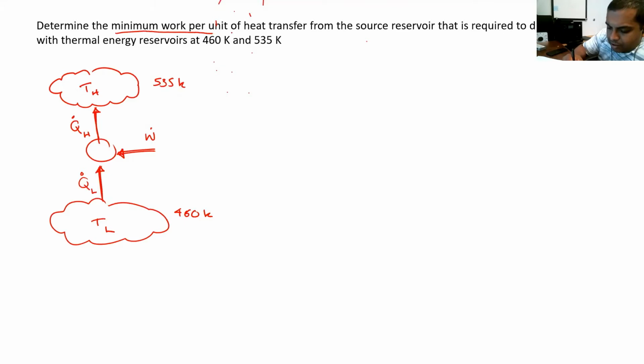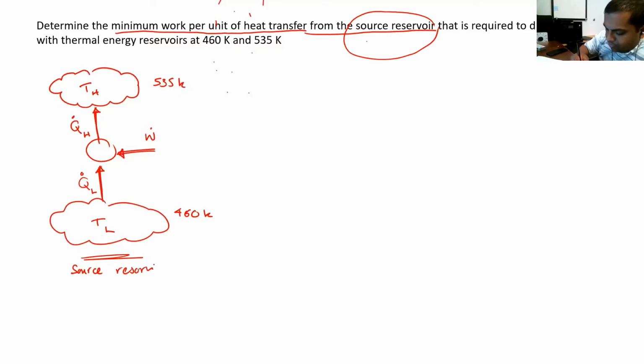Minimum work per unit of heat transfer from the source reservoir. Okay. Now, which one is the source reservoir? Source reservoir means that is where we get the heat from. So this is our source reservoir in this case. And this is going to be our sink, right? So this is going to be our heat transfer from the source reservoir.